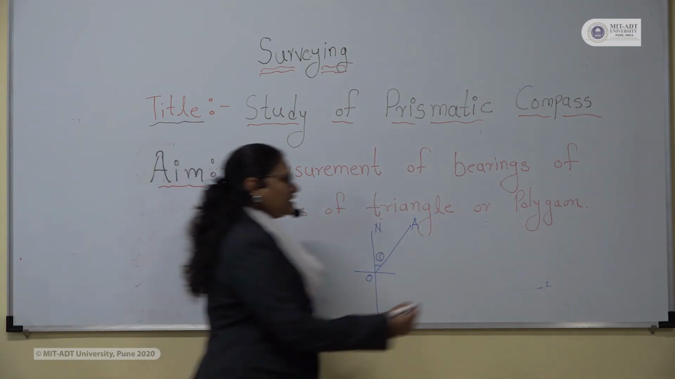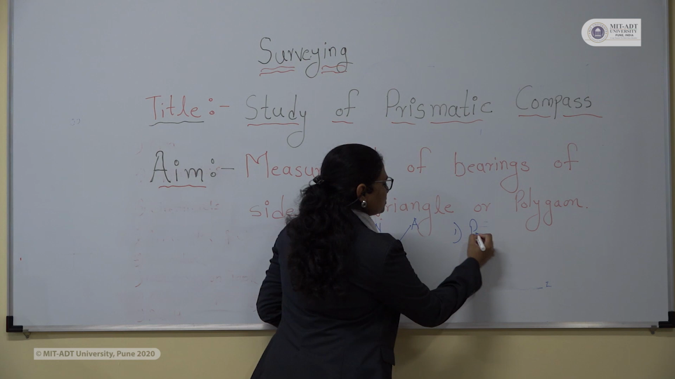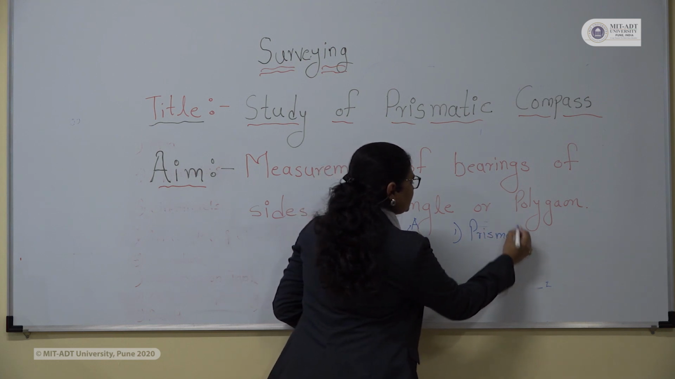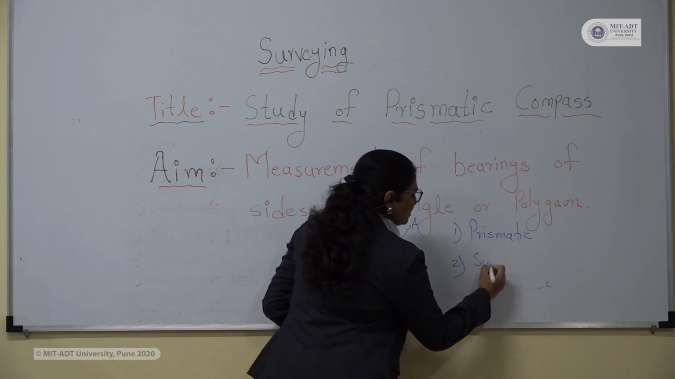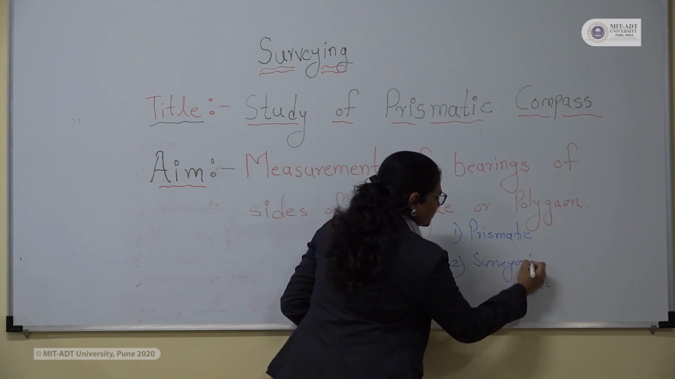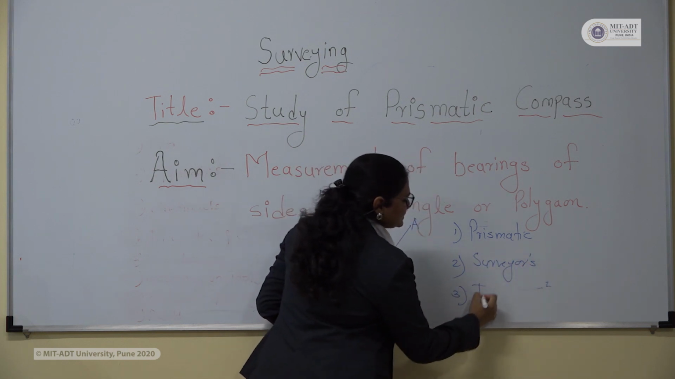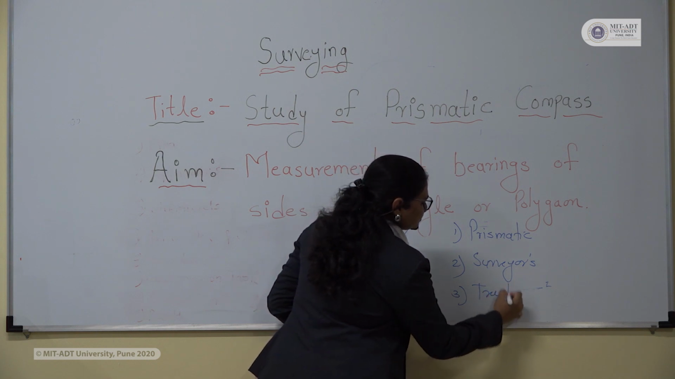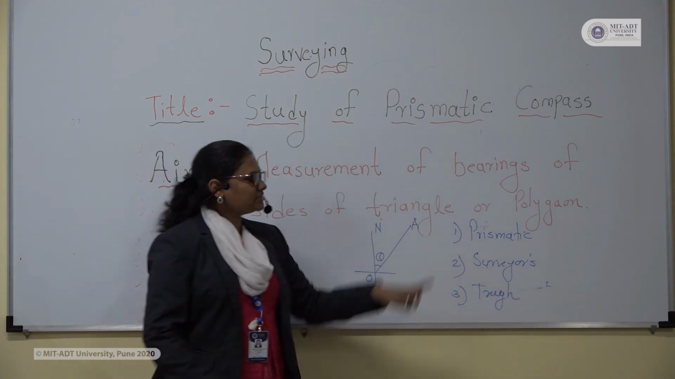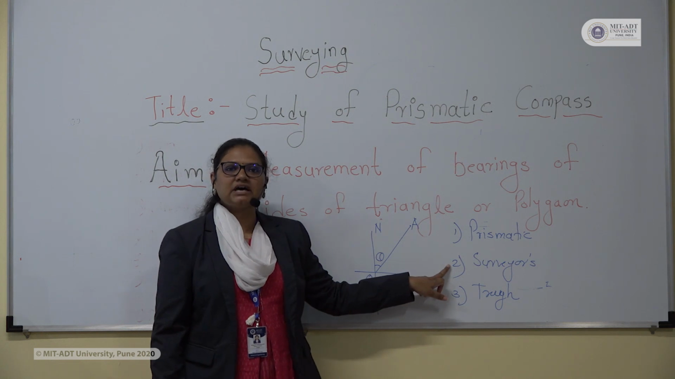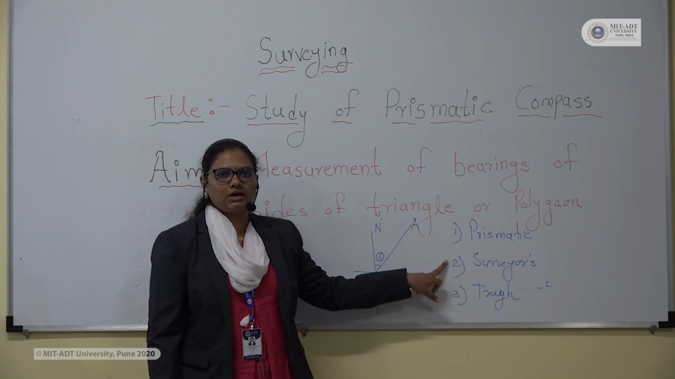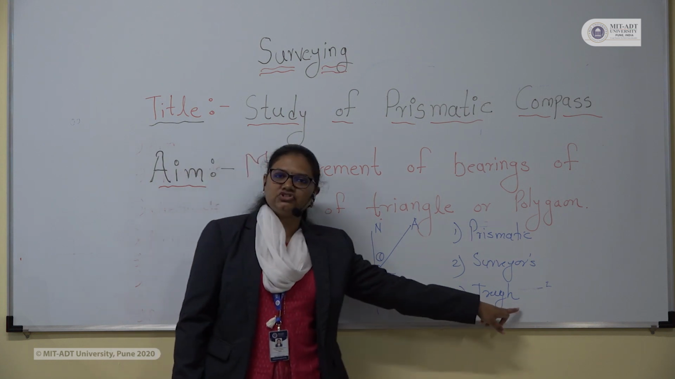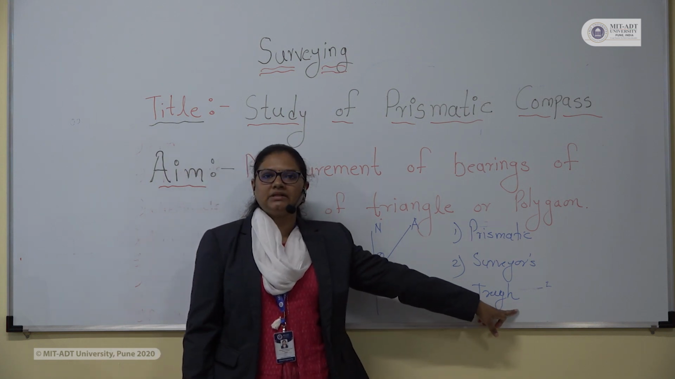Now in compass surveying there are three types of compass. The first one is the prismatic compass, the second one is the surveyor's compass, and the third one is the trough compass. The prismatic compass and surveyor's compass are generally used for measuring angles on the ground, and the trough compass is generally used only in plane table surveying.